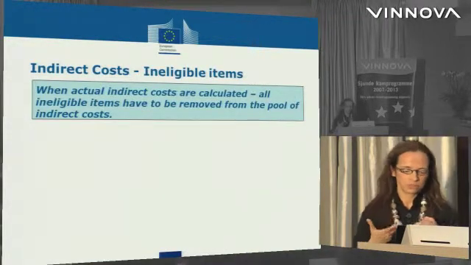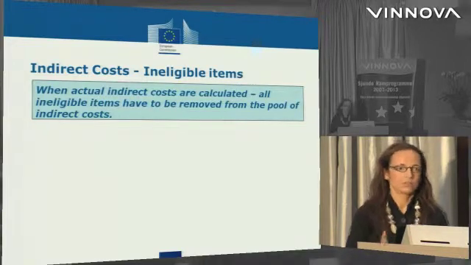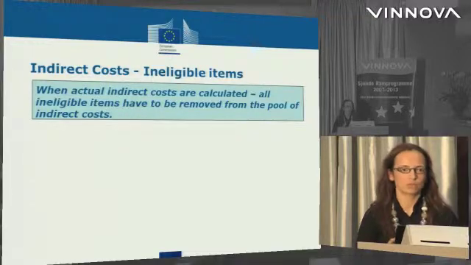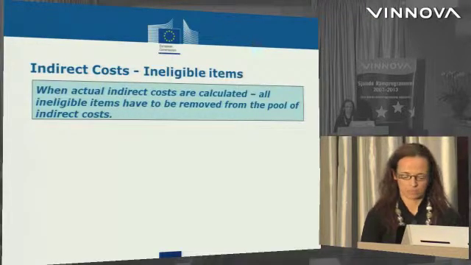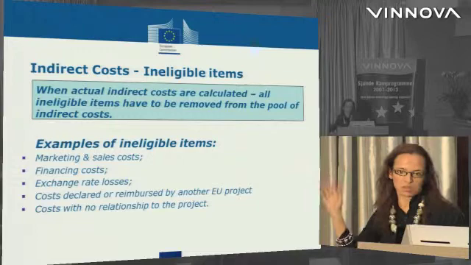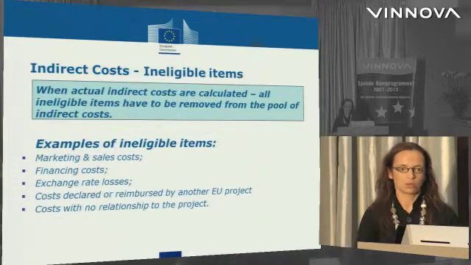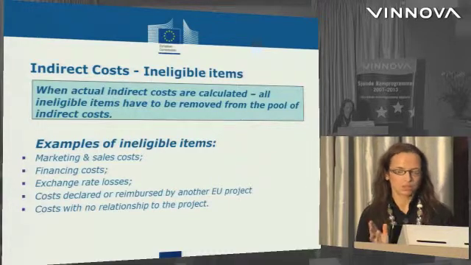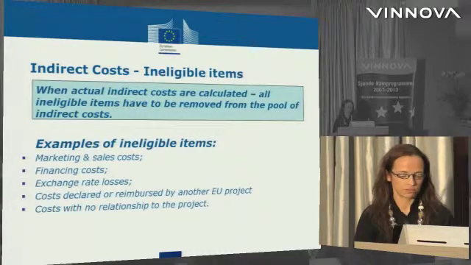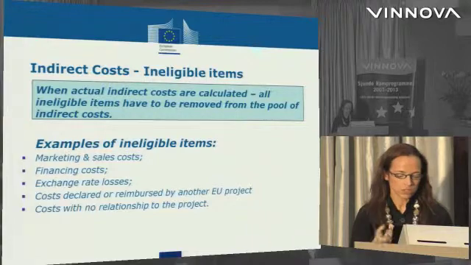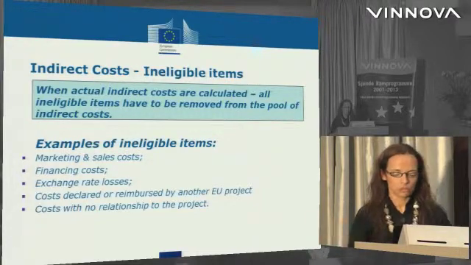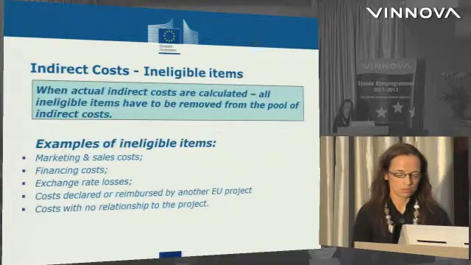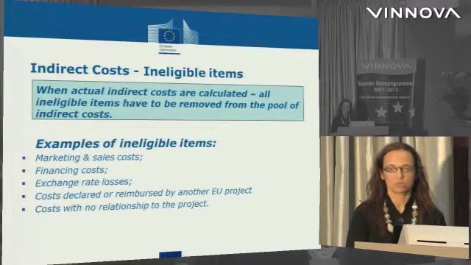What are the ways of determining indirect costs? The first thing is to say, well, I have a pool for indirect costs, and from that pool I have to exclude the ineligible items. Here are just some examples of items that we have seen throughout our audits: marketing, sales, financing costs, exchange rate losses. I think this is very relevant for Sweden. Costs declared or reimbursed by another EU project. We see it in this ineligible items. And costs with no relationships to the project.